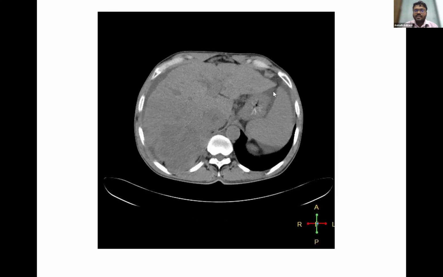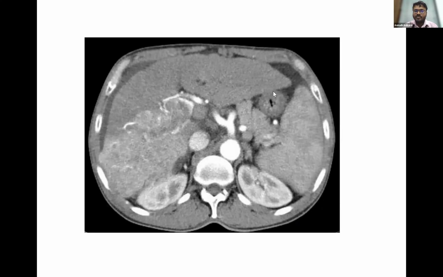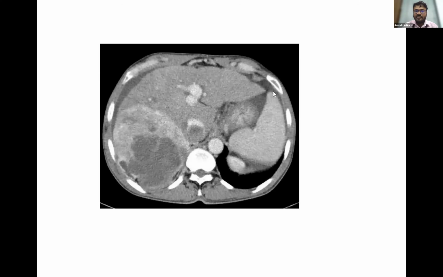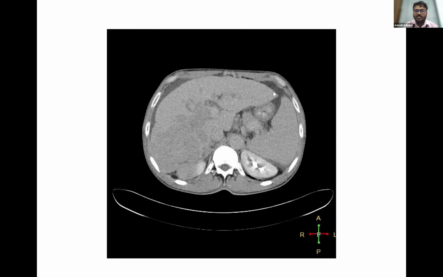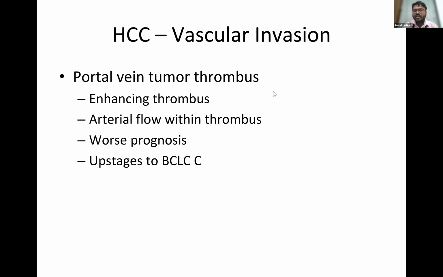In this case, we are seeing a hypodense mass in the right lobe. In the arterial phase, it is enhancing. But here we can see the portion of IVC, and the mass is extending into it. Here we can see the portal venous phase. In this we are seeing IVC, there is a thrombus. And in the delayed phase, there is a washout. So there is a vascular invasion which we see in hepatocellular carcinoma.